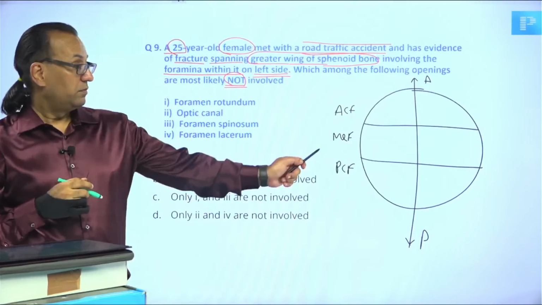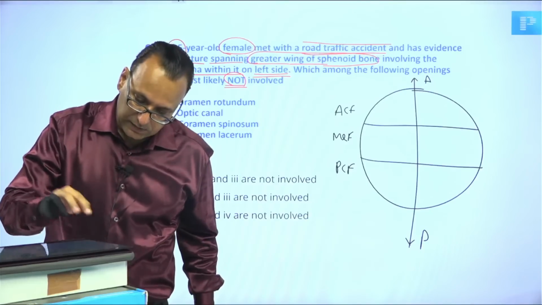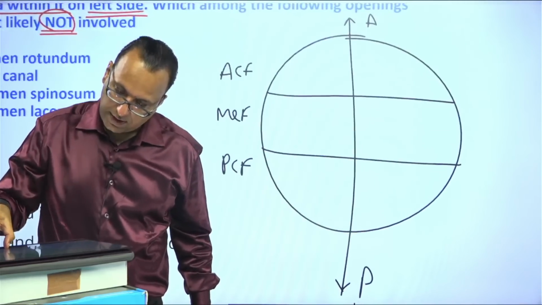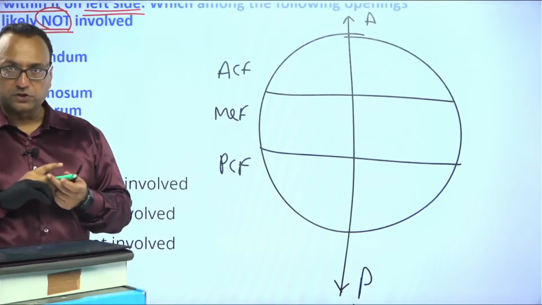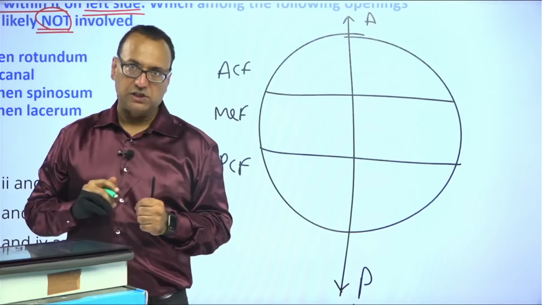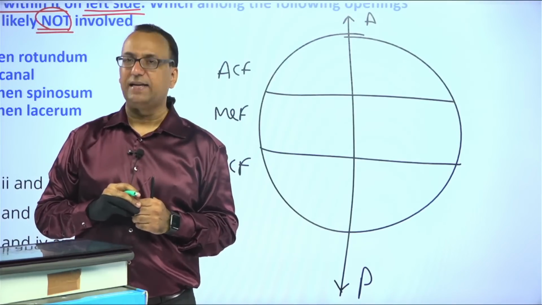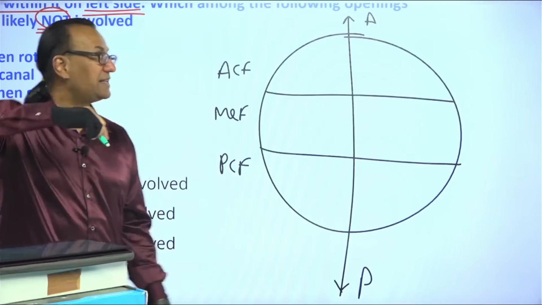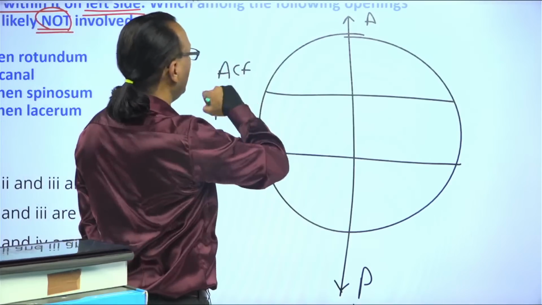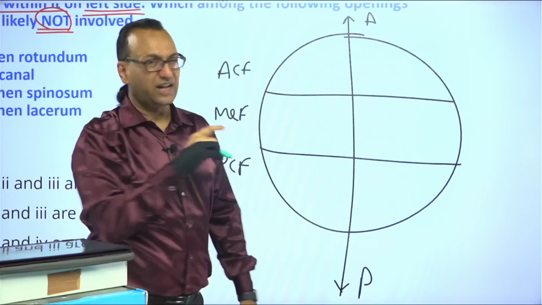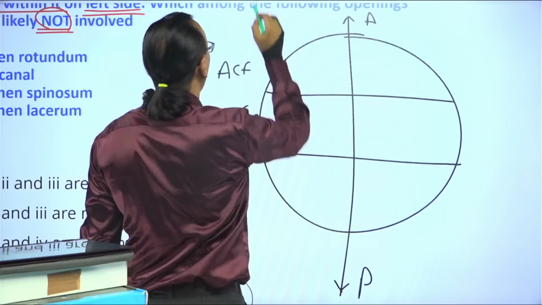So let us magnify. As you are looking at the 3 cranial fossas, where is the sphenoid bone? Sphenoid bone is like a butterfly. A lot of questions come upon the sphenoid bone, so you should have good details. So where is the sphenoid bone?